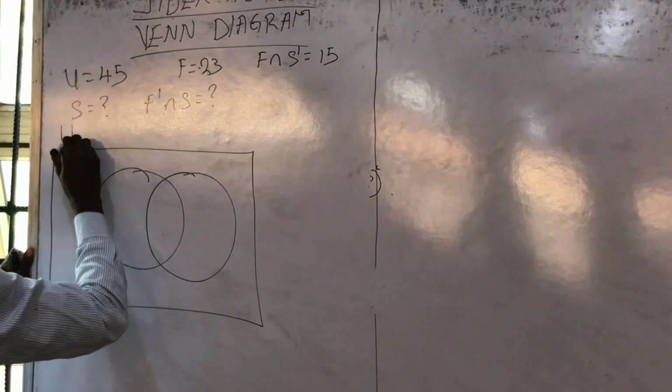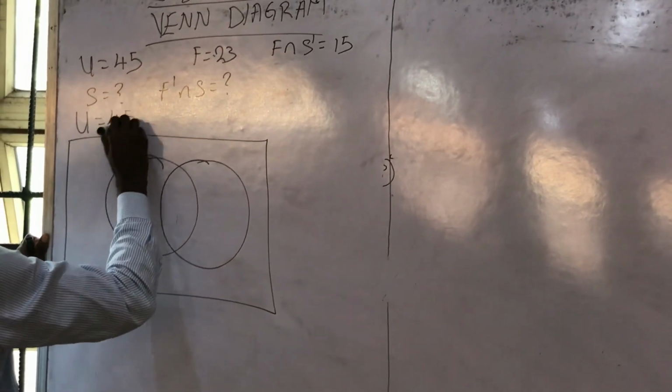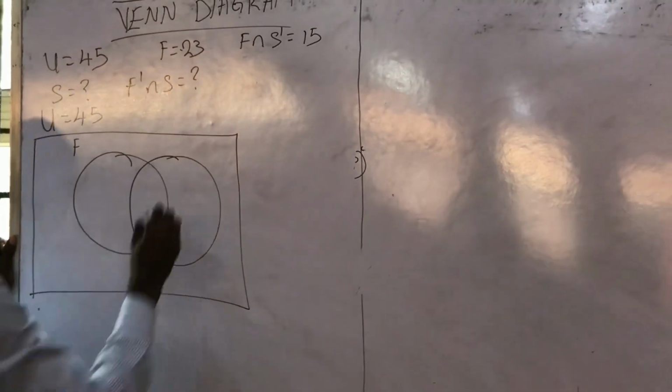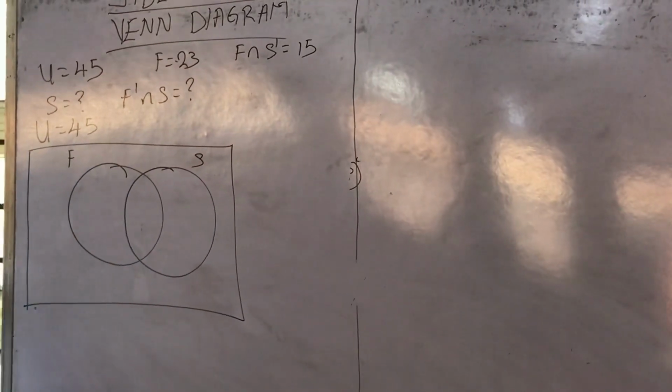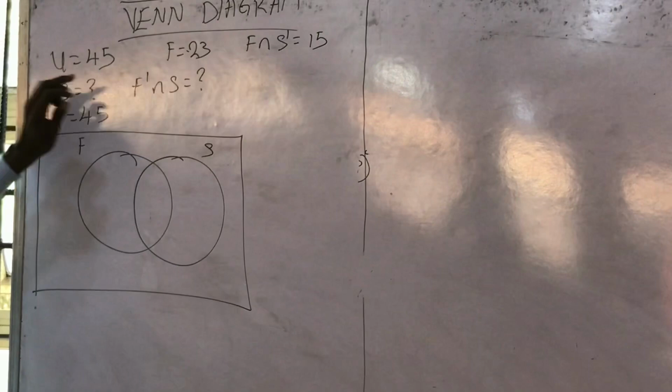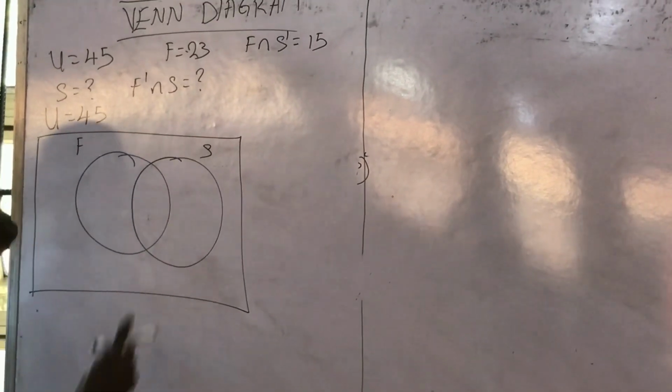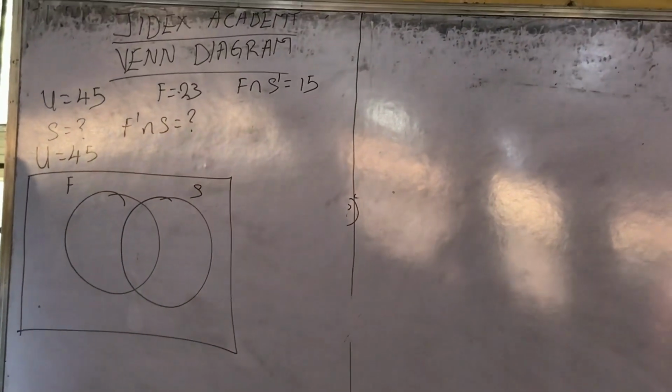So this is our universal set, 45. This is our first paper. This is our second paper. And the requirement is to find our second paper and second paper only. I've interpreted this in our first video.